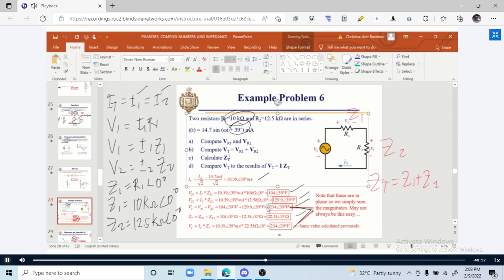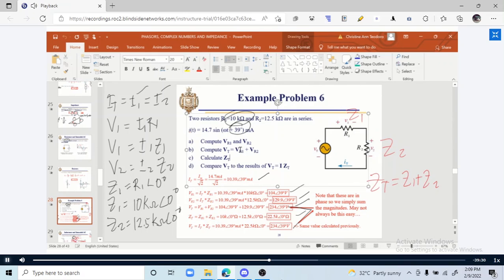Now we calculate for our ZT. According to series condition, we can get the total impedance on a series circuit by adding the individual impedances. And we have Z1 and Z2. Therefore, Z total is just equal to Z1 plus Z2, since we are on a pure series circuit. So our Z total is equal to 10 kilo ohm angle 0 degree plus 12.5 kilo ohm angle 0 degree, and that would give us 22.5 kilo ohm angle 0 degree ohms.